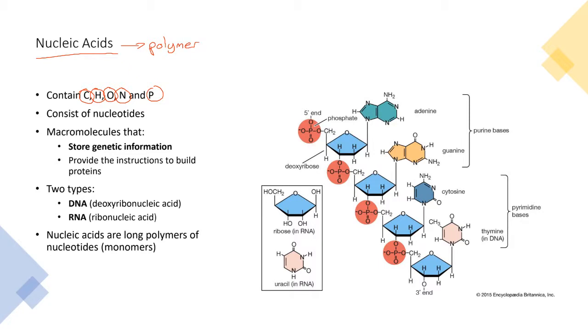And what makes a polymer? Monomers. The monomers of nucleic acids are called nucleotides. So a nucleotide is a monomer. You put a bunch of monomers together, you make a polymer. So you put a bunch of nucleotides together, you make a nucleic acid.